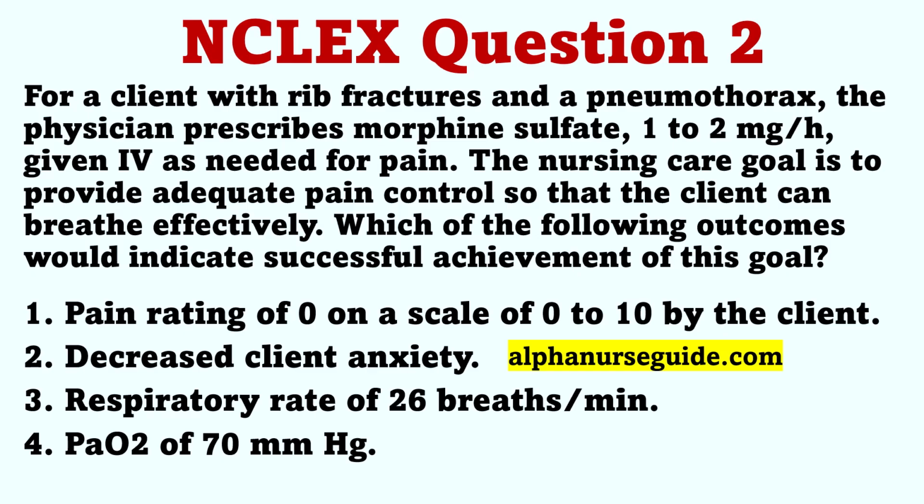The correct answer is 1. If the client reports no pain, then the objective of adequate pain relief has been met. Decreased anxiety is not related only to pain control. It could also be related to other factors. A respiratory rate of 26 breaths per minute is not within normal limits, nor is the PO2 of 70, but these values are not measures of pain relief.